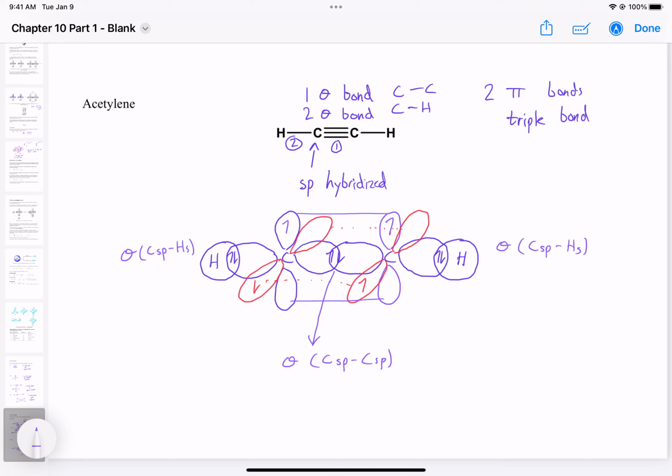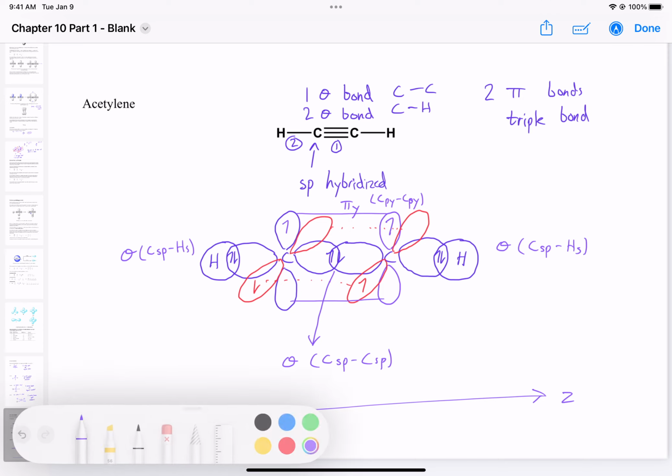We could label them. If we label this direction the x-axis or the z-axis, we could label these pi orbitals as x and y. Okay, so let's label this one as the y, pi y. So it's going to be a pi bond between the C py and the other C py. Okay, so that's a pi bond on the y-axis.